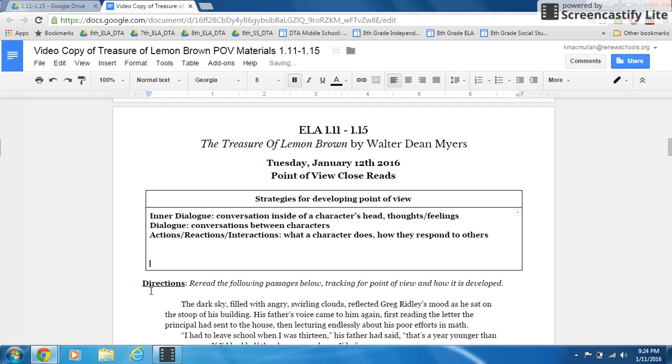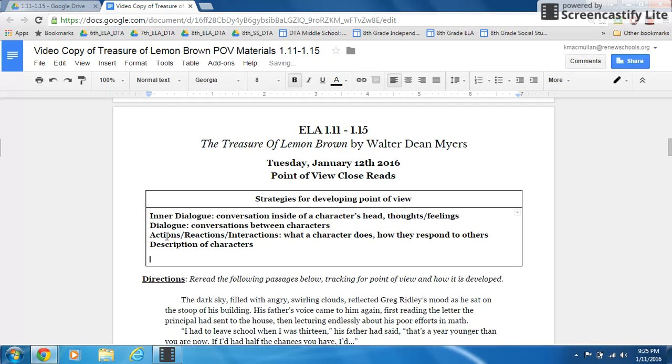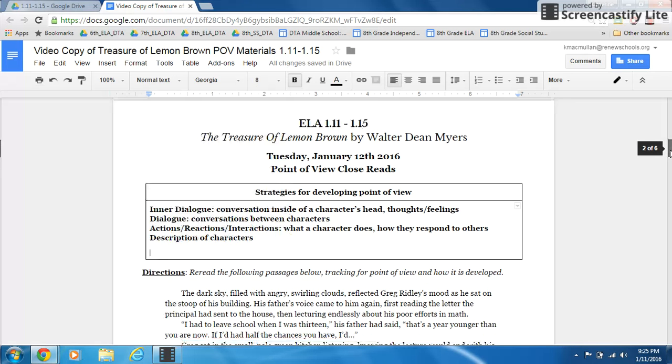Other ways that this can be developed is through just description of characters, whether that's physical or whether that's their personality traits. Oftentimes authors are going to describe characters to show you who they are and what their point of view is. There are other ways that authors develop point of view. So if you have any other notes that you'd like to take, please add that into your box here. These are the ones we're going to focus on today: inner dialogue, actions, reactions, interactions, and description of characters. But feel free to look for any other ways that authors develop point of view.